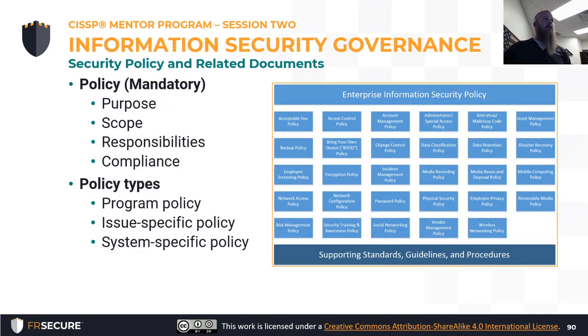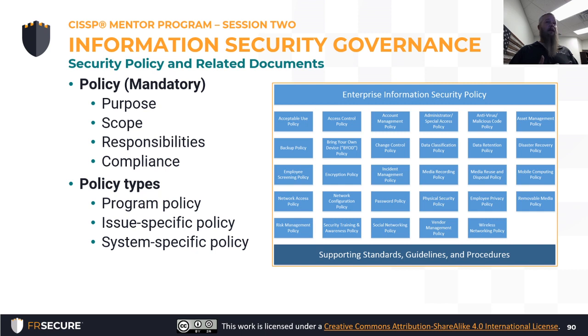All right, security policy and related documents. These are things we're going to go through quickly. Policies are mandatory. They always have a pretty similar structure to them. Usually there's a purpose, there's a scope. Who does the policy apply to? Responsibilities, and then compliance. These are mandatory things that must be done. That's what policies are for. That's what you'll need to know for the exam.